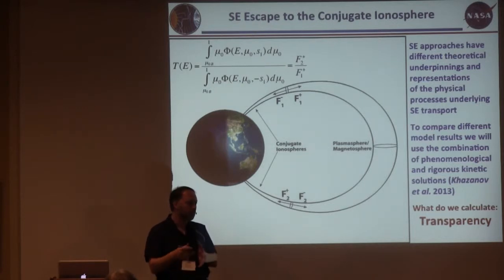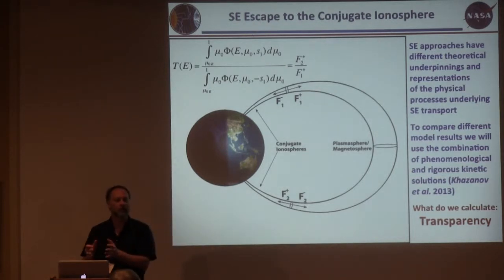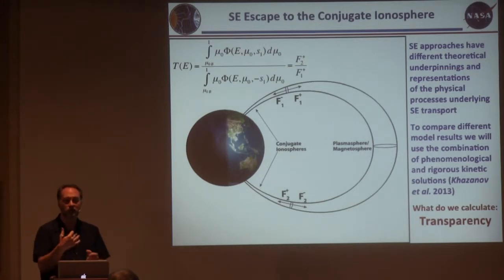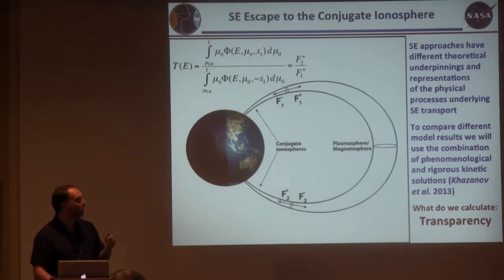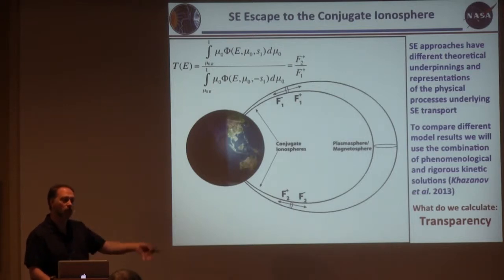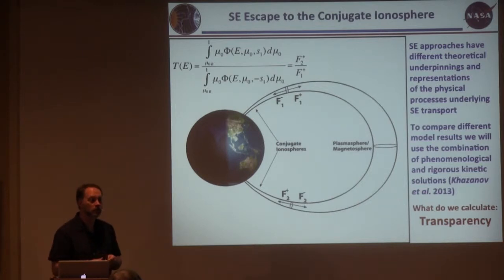So at the lowest energies of just a few eV, you can actually have transparencies greater than 1 in this steady state situation. And at the higher ends, you can have transparencies that are essentially 1 as the particles are moving through, and somewhere in between you can get rather dramatic decreases in the amount of flux moving through from one ionosphere to the other. So that's this formula right here. It's just taking that one over the other to calculate a transparency.